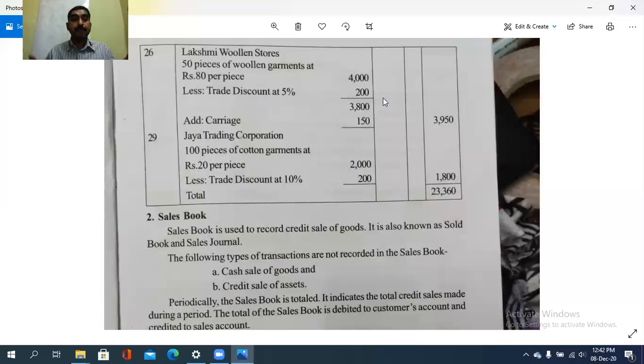So all the credit purchases of goods are to be there in one book called the bought book or purchase journal or purchase day book. Clear? That is the purchase day book or bought book or purchase journal.